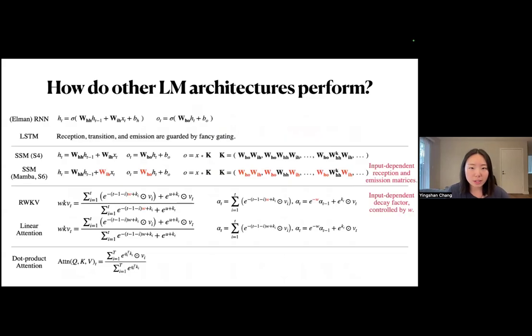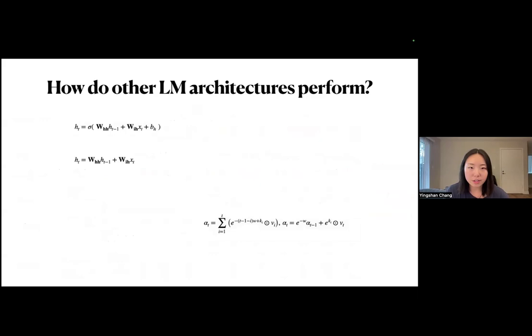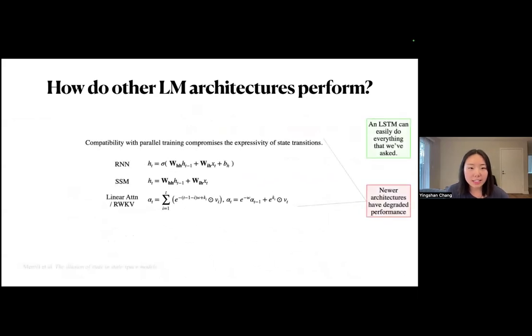So if you go back to the equations and you pull out those recurrent forms, you can see that a classic RNN has nonlinearity between every state transition. But for state space models, you only have repeated application of matrix products. And for linear attention and RWKV, you don't even have matrix multiplication. You only compute a decay factor. So it's a moving average of history states.